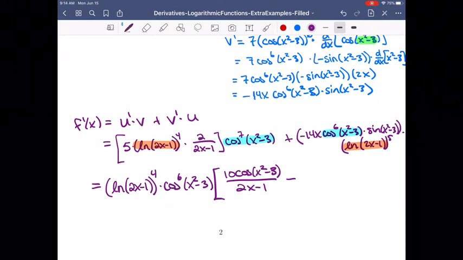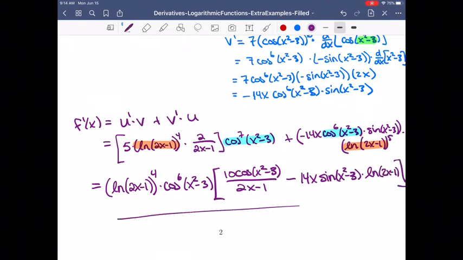And then over here we have a minus. All these cosines are gone. So we have 14. I guess I don't need to be up high. There's no fraction. So I have 14x. All those cosines are gone. I still have the sine of x squared minus 3. And then I have one more ln of 2x minus 1, because there was 5 and I took out 4. Okay, so this is how I would leave my derivative.